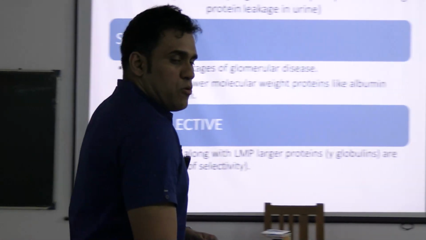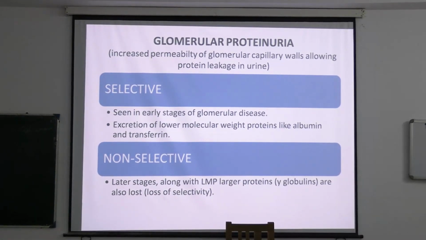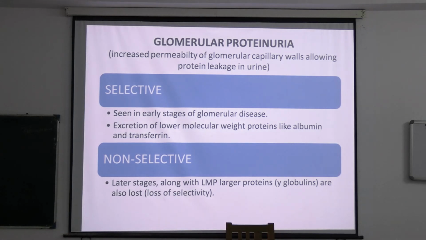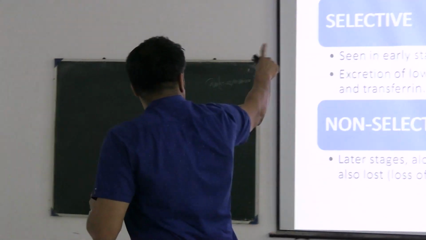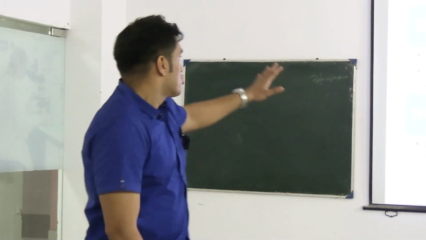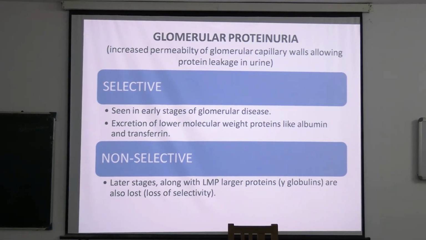Okay. So coming to glomerular proteinuria, how does glomerular proteinuria occur? The basement membranes of the glomerular capillary walls become leaky or more permeable, and that allows plasma proteins to leak out into the urine. So there is increased permeability of glomerular capillaries, allowing protein to leak out into the urine. This can be selective and non-selective.